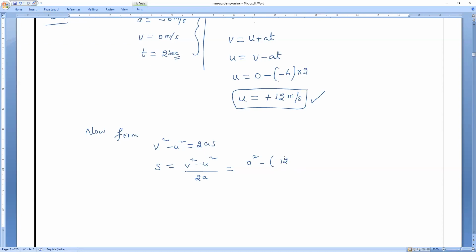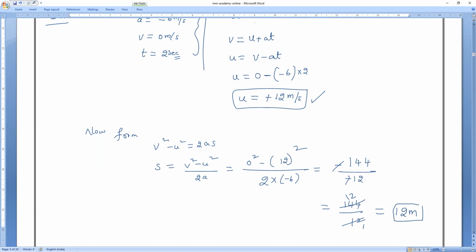12 square divided by 2 into acceleration. Is it plus 6 or minus 6? Minus 6. So 12 square means 144, divided by 6 into 2 into minus 12. Minus minus will get cancelled, so 144 divided by 12. 12 twelves are 144. So what is the answer? 12 meters.